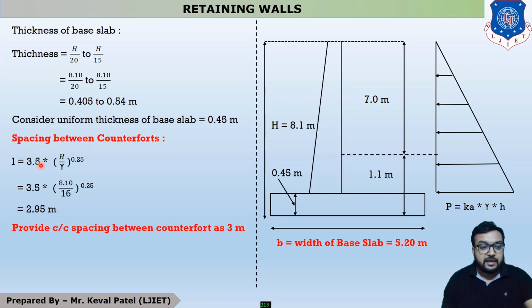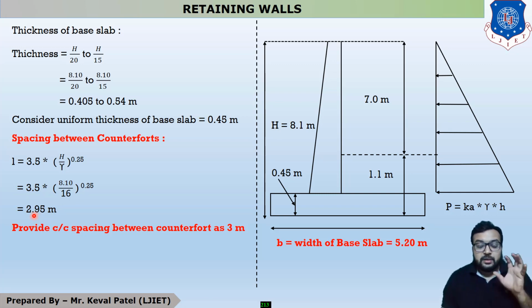It is denoted by L. So this equation is 3.5 into h upon gamma raised to 0.25. So 3.5 is constant. What is the value of capital H? The value of capital H is 8.1. Now, what is the value of gamma? The value of gamma is 16. So students, after putting all these values, we get our spacing between counterfort as 2.95 meter.